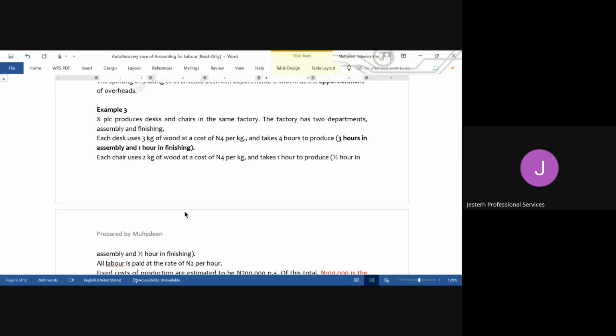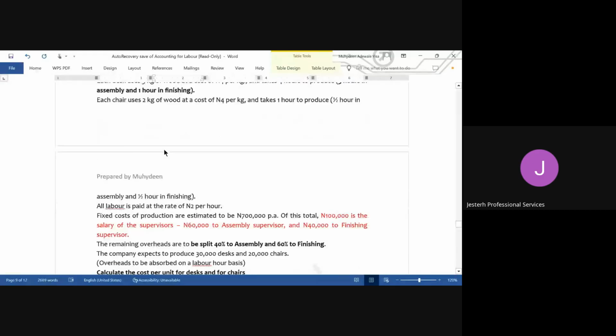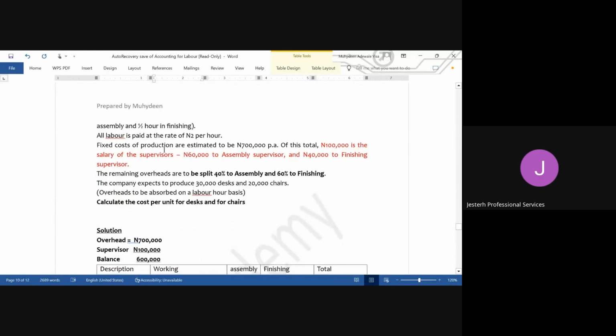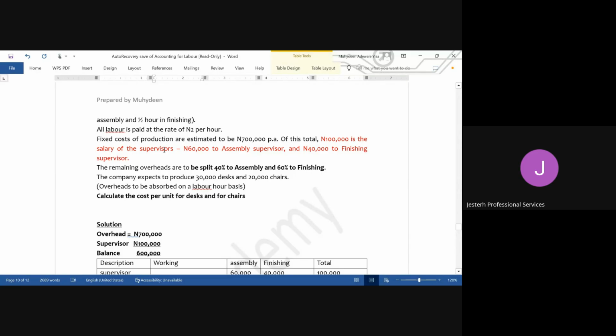They say 3 hours to the assembly department, because it's going to take some hours to process it, and then 1 hour only for the finishing department. The same thing applies to the chair. They allocate 1 hour to finish 1 chair, but 30 minutes for assembly and 30 minutes for finishing. And then our fixed cost is split into 2. 100,000 of it is allocated directly, being specific, while the remaining 600,000 is going to be based on apportionment.